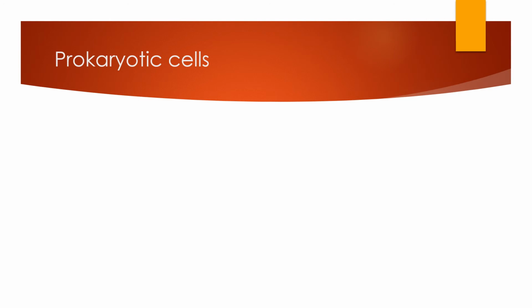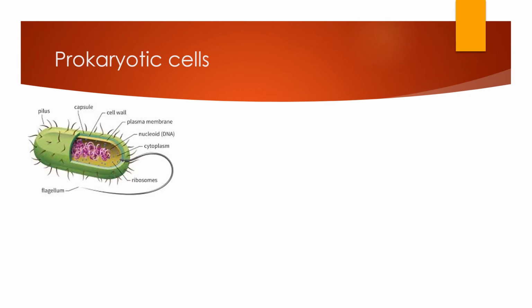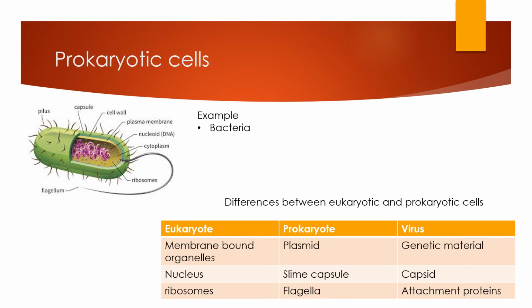Prokaryotic cells. Prokaryotic cells have no nucleus, and an example of one is bacteria. Now, what are the differences between eukaryotic, prokaryotic, and viruses? Well, eukaryotic cells have membrane-bound organelles, a nucleus, and ribosomes. Prokaryotic cells have a plasmid, a slime capsule, and a flagella, and a virus has genetic material, a capsid, and attachment proteins.